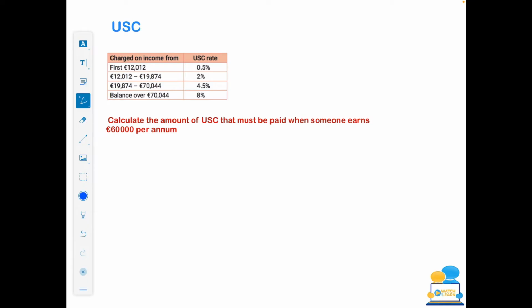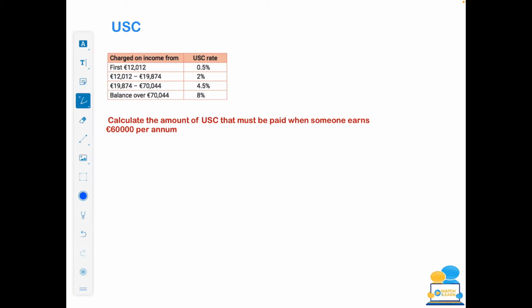So on the first €12,012, you pay 0.5% of your income, you pay that in USC. Then on the next chunk, so anything you earn between €12,012 to €19,874, you pay 2% of that chunk in USC, and so on. Okay, so we're just going to do one example of this because if you can do one example, you should be able to do them all. Okay, so we're going to calculate the amount of USC that must be paid when someone earns 60,000 per annum.